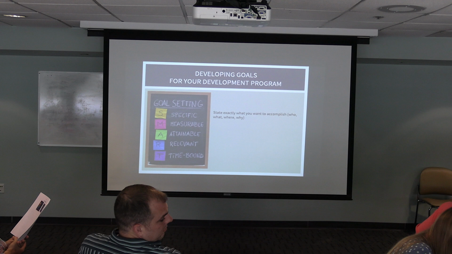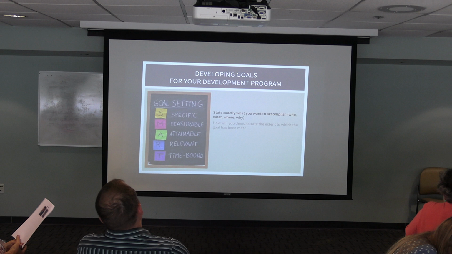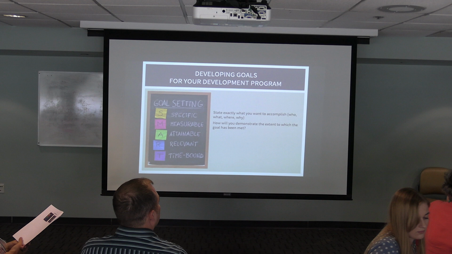So SMART, yeah, specific, state exactly what we want to accomplish. Who is that going to involve? What is it going to involve? Where is it going to happen? Why is this the thing that we're focusing on? Measurable, right? This gets into our assessment. How will I know that this goal is being met and the extent to which it's being met?